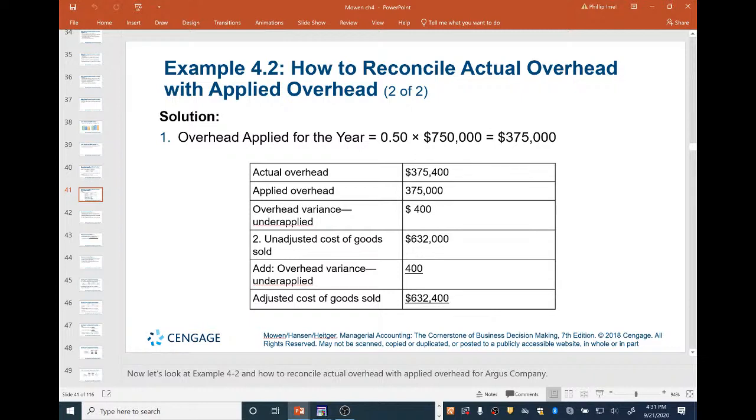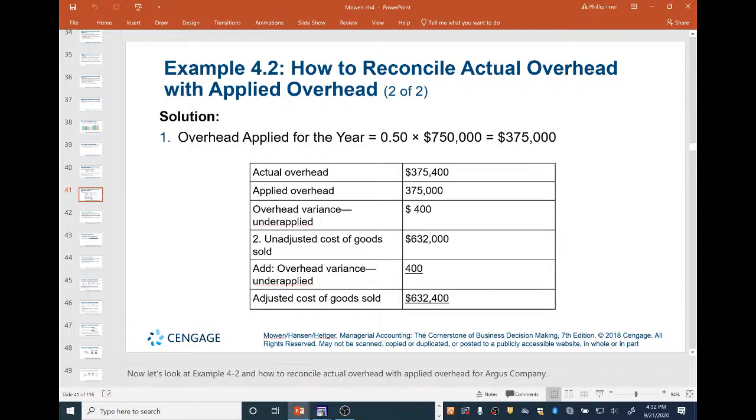So obviously there's a $400 variance, right? So overhead variance is underapplied by $400. Why is it underapplied again? Because actuals are larger than applied. Right, so we have an underapplied variance.